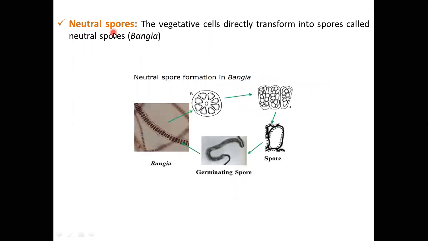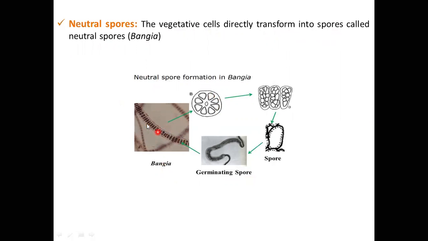The next type of spore found in red algae are known as neutral spores. In this type, the vegetative cells of red algae directly transform into spores called neutral spores. It is generally found in Bangia. You can see here in this figure, the neutral spore formation in Bangia is given.